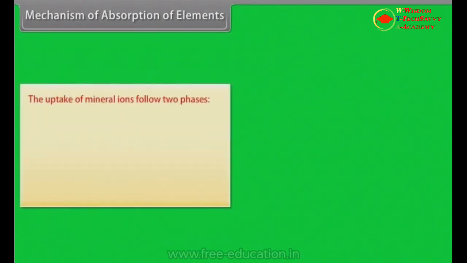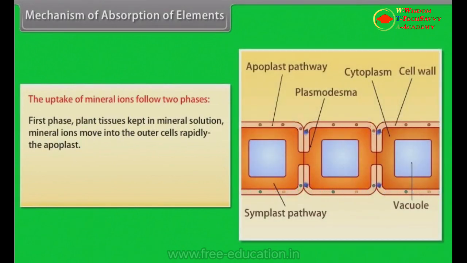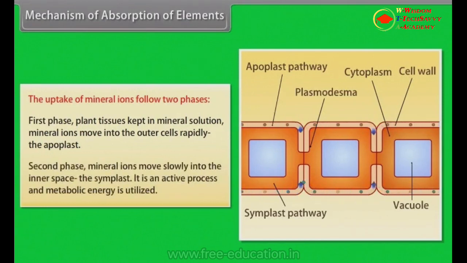The uptake of mineral ions follows two phases. First phase, plant tissues are kept in mineral solution. Mineral ions move into the outer cells rapidly, the apoplast. Second phase, mineral ions move slowly into the inner space, the symplast. It is an active process and metabolic energy is utilized.